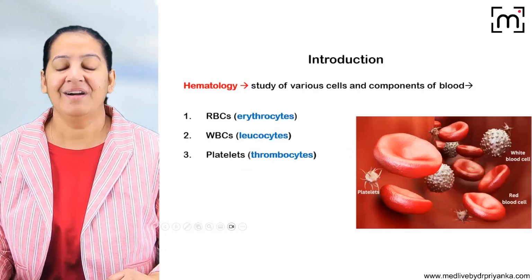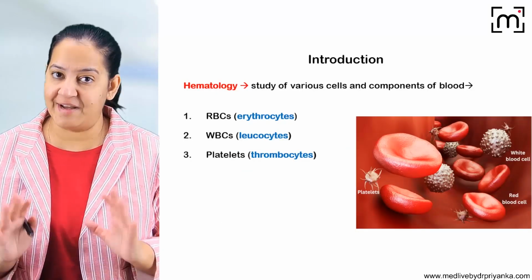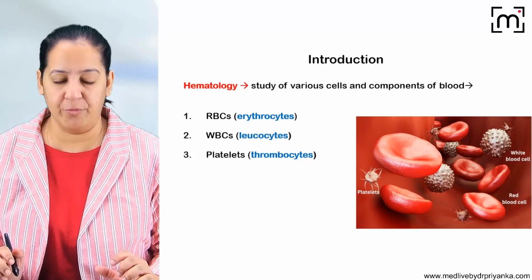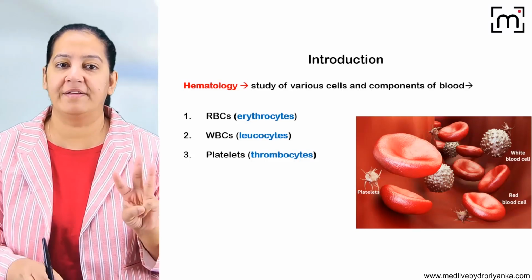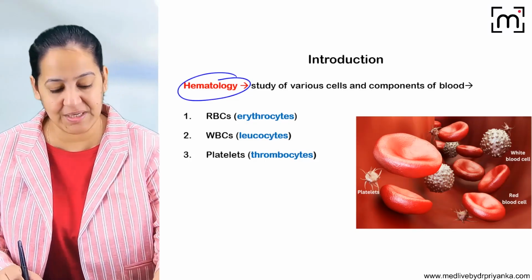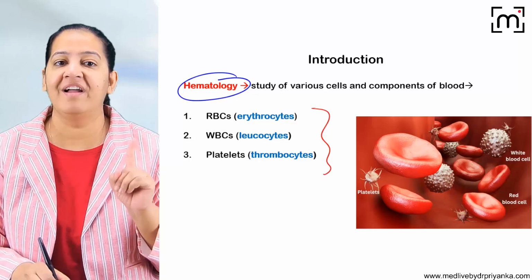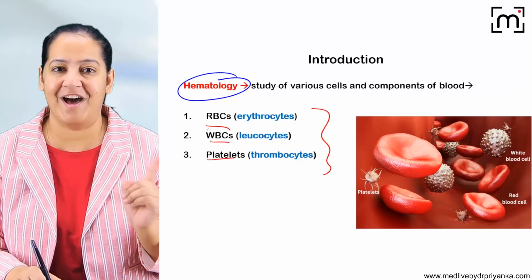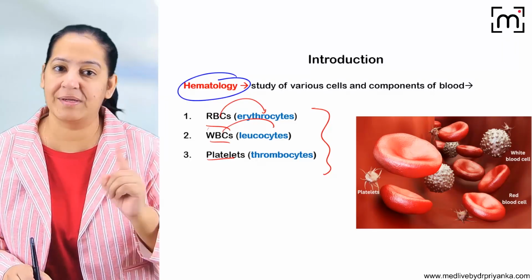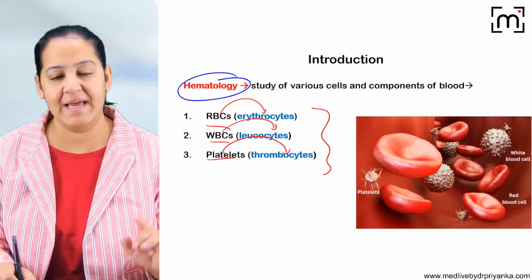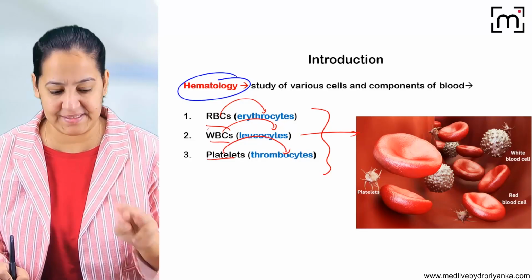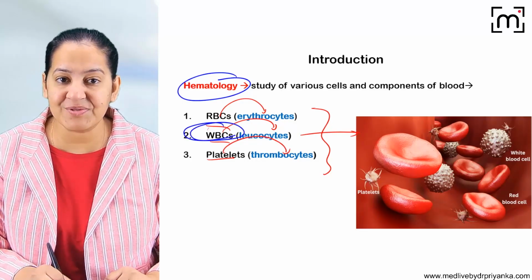So let's start it. Before starting the Leukemoid reaction, let me give you an overview of the WBCs. In human blood, in hematology, there are three types of blood cells: RBCs, WBCs and platelets. RBCs are known as erythrocytes, WBCs are known as leukocytes, and platelets are known as thrombocytes. I guess everyone knows the three basic cells. Currently, I am interested in WBC.